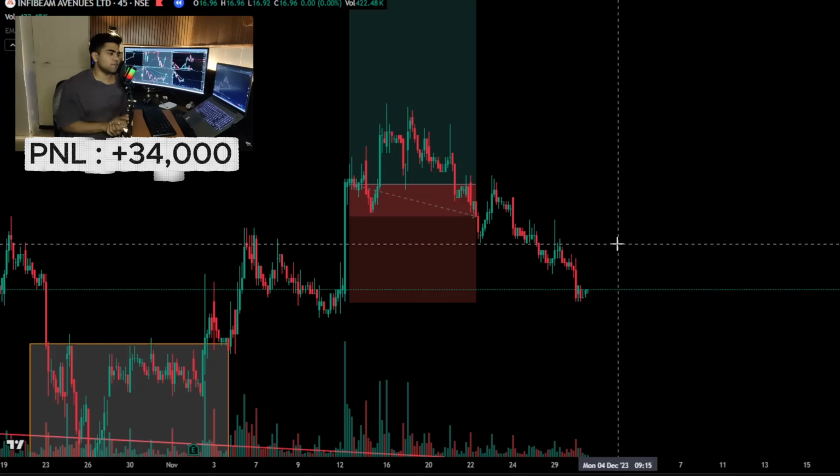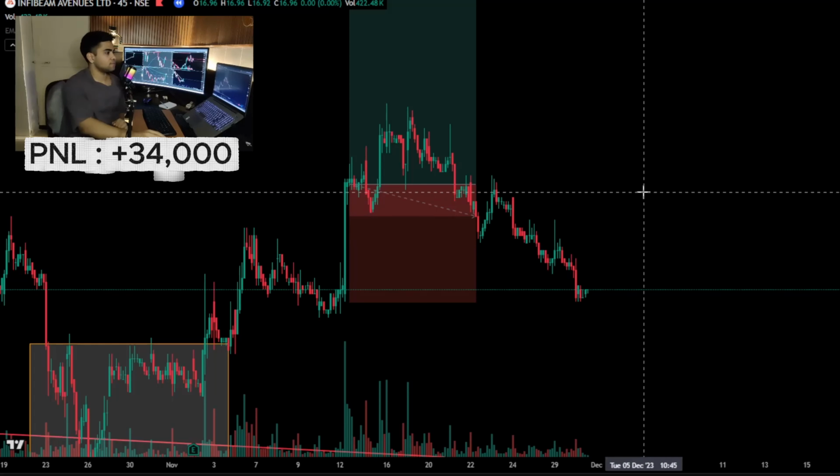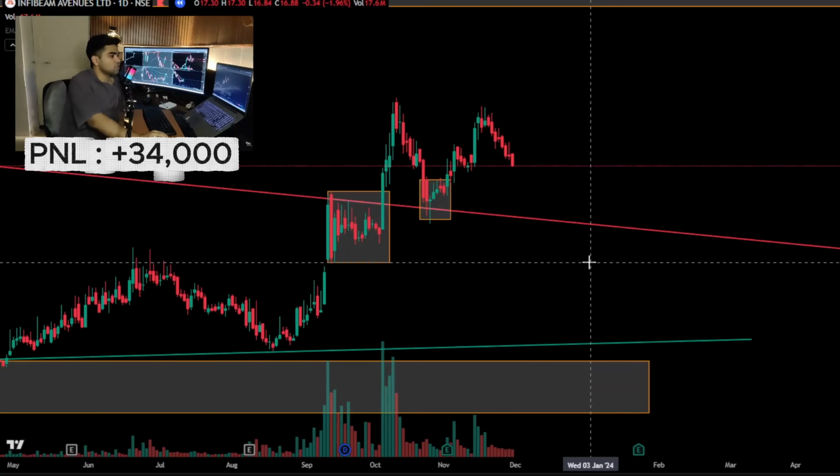But let's just see if I get any other good trades where I can definitely enter here with an even smaller risk reward ratio. I will definitely try to capture that one. Let's see. Quick review, guys. A quick review. This is now on a daily time frame.